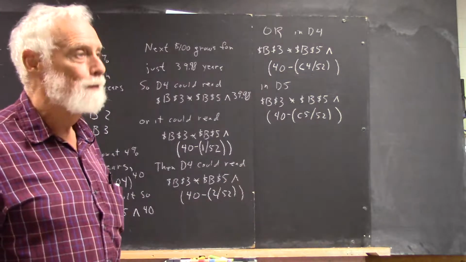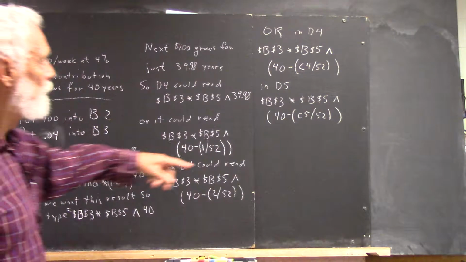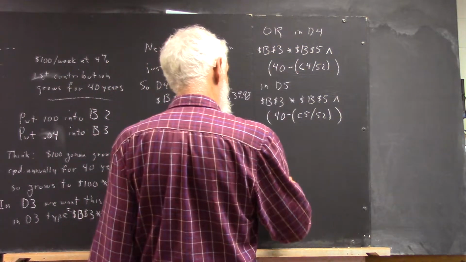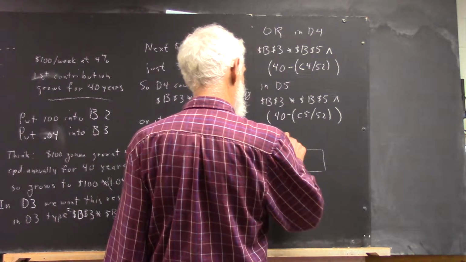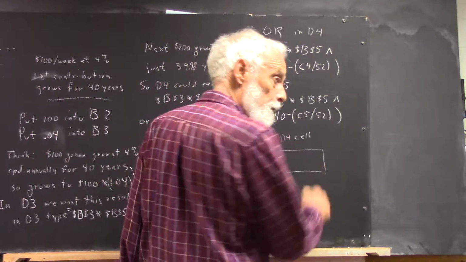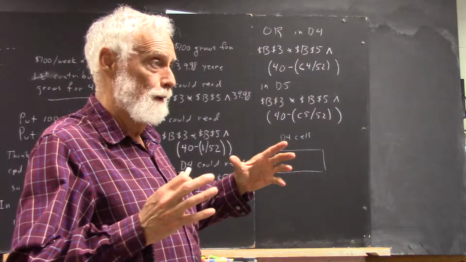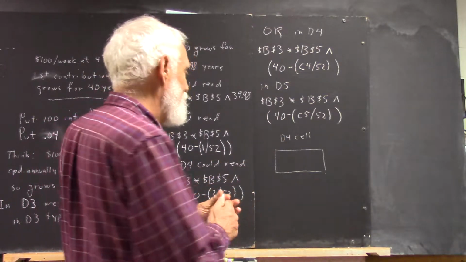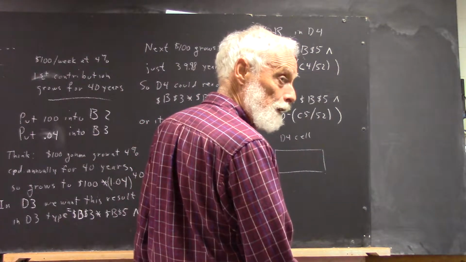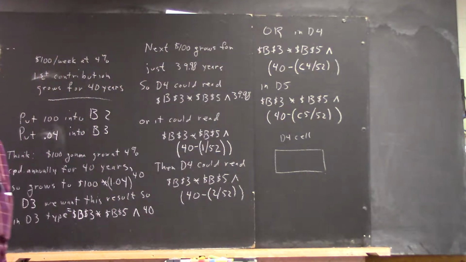But the cool thing is, once you've typed that in to D4, all you've got to do is go to D4, move the cursor here, and you'll know you've got it in the right place when it changes from a fat cross to a skinny cross. Hold down the mouse, and then just pull it down until you get down to line 2000, and it'll fill these in automatically. Okay?